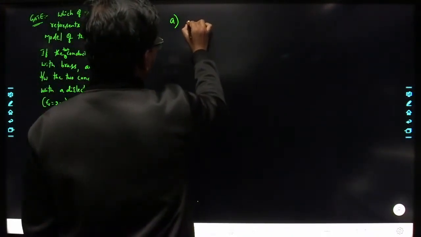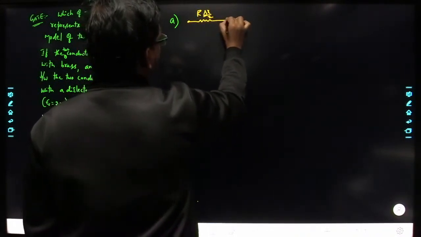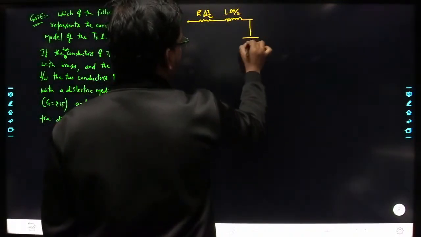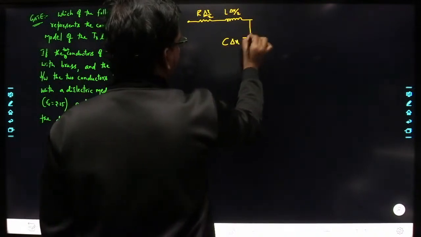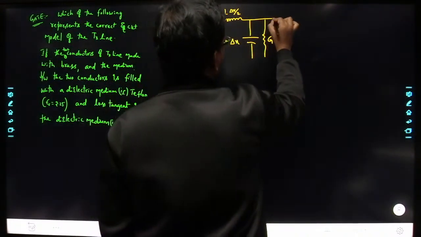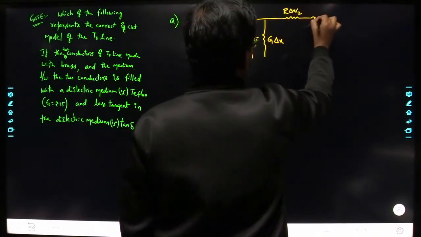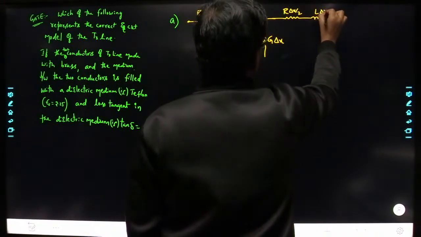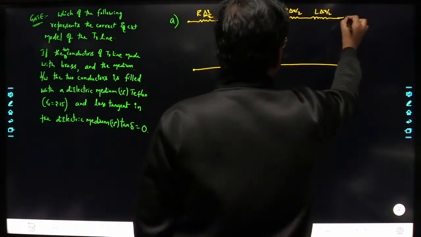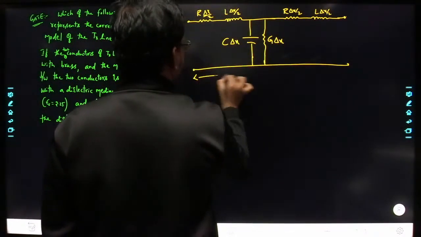In option A, they have given R delta x by 2, L delta x by 2, C delta x, Z delta x, R delta x by 2, L delta x by 2. This is option A. This length is delta x.